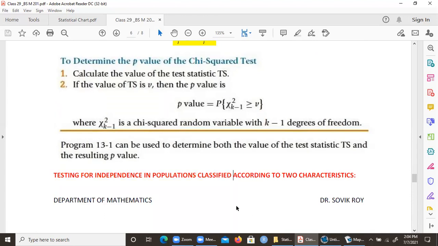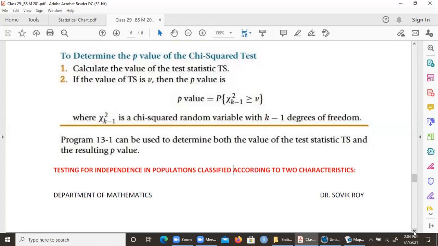Right now, we are going to test the independence in a population classified according to two characteristics. Okay, so this is another type of testing in chi-square. This also falls under the category of goodness of fit test. So let us try to understand what it is telling us, with the help of an example.